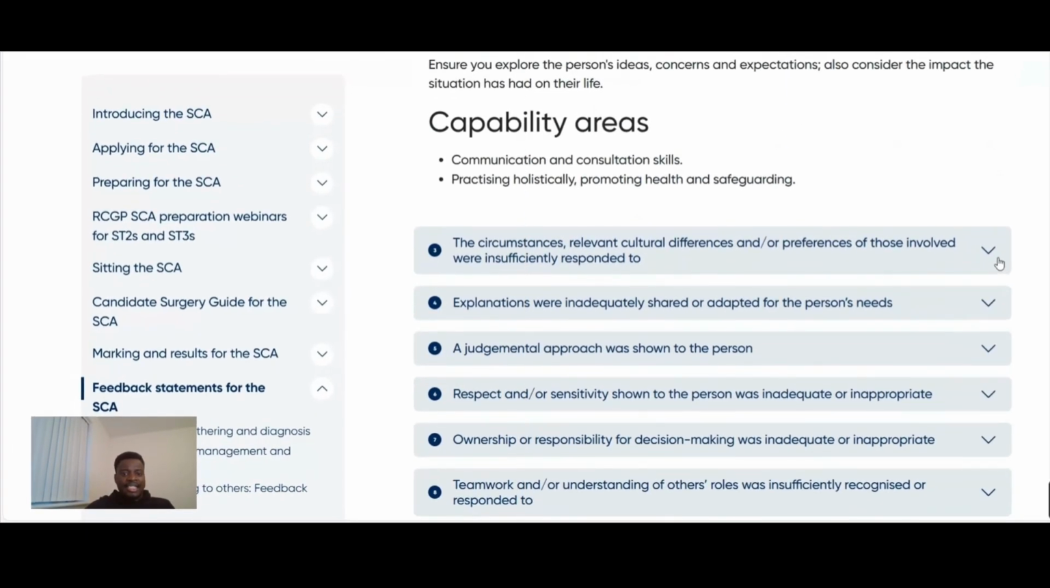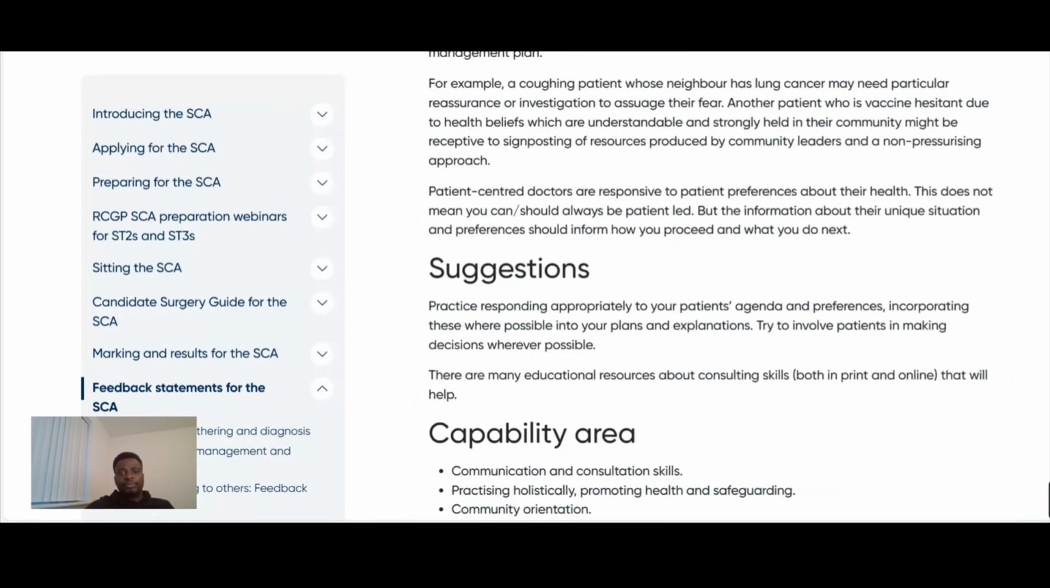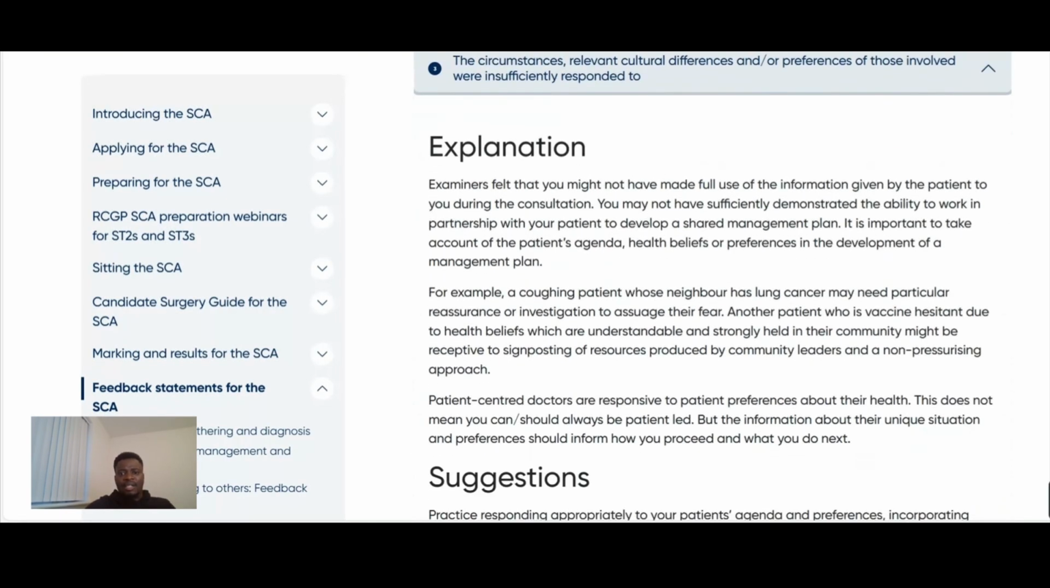The next one is that the circumstances, relevant cultural differences, and preferences were insufficiently responded to. And what this means is that one did not make full use of the provided information, both the ones provided by the patient and the ones provided in the task. That the doctor did not actually get into proper partnership, such that it almost seems like it's the doctor's agenda that got satisfied.